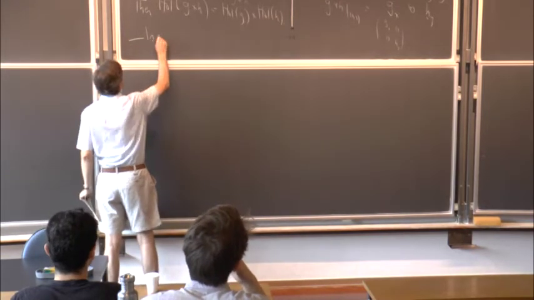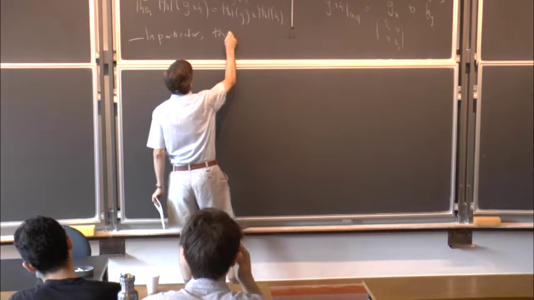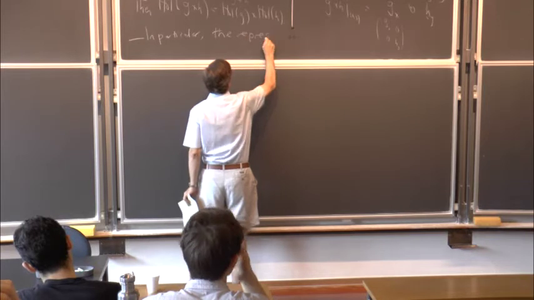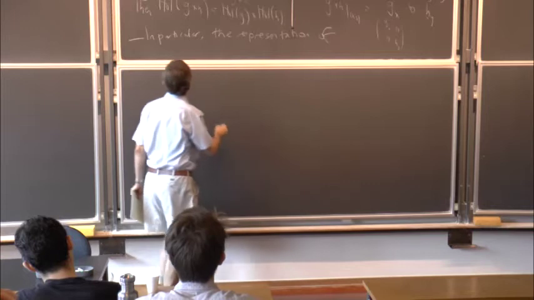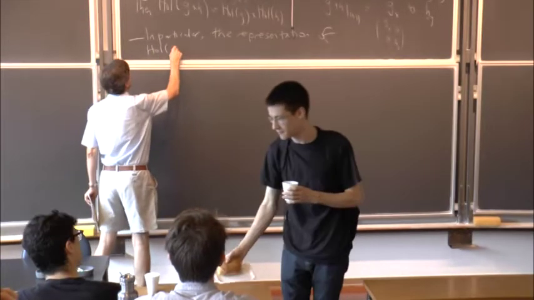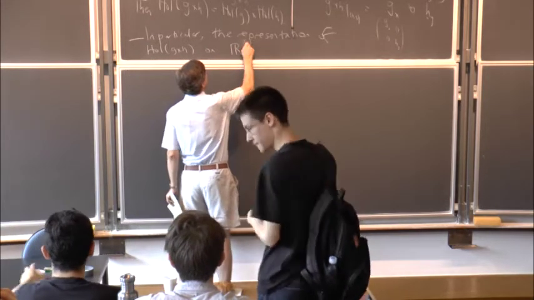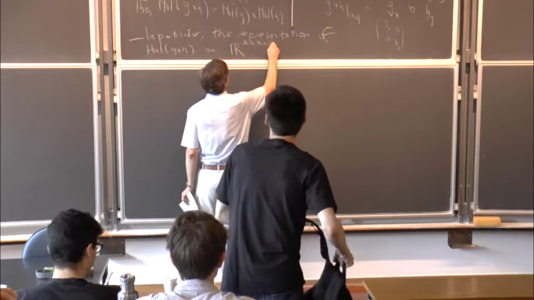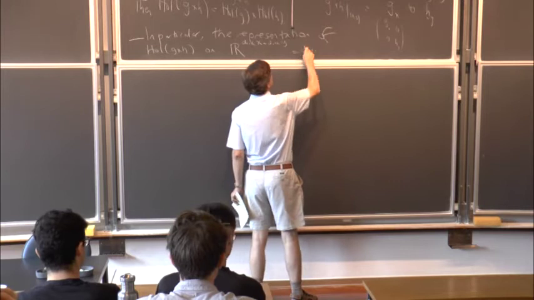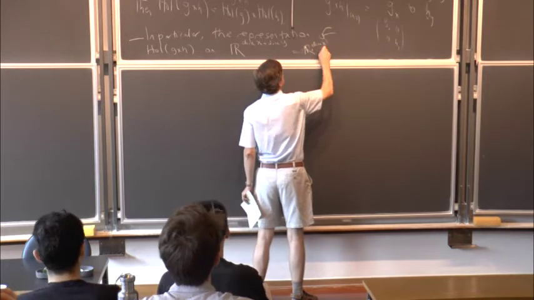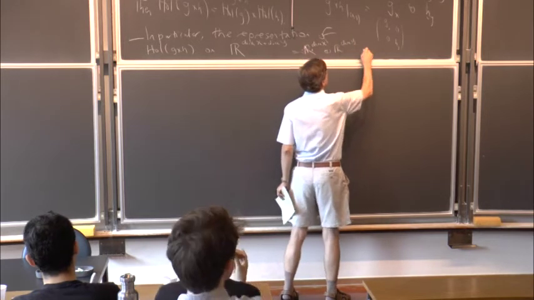So in particular, note that the representation of the holonomy group of g cross h on, well, it's really R^(dim X + dim Y), which we can think of as a direct sum, R^(dim X) direct sum R^(dim Y), is reducible.